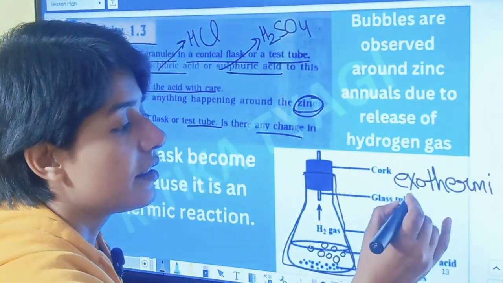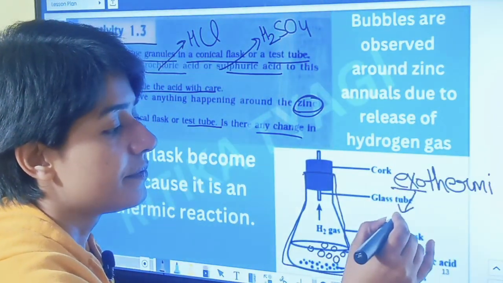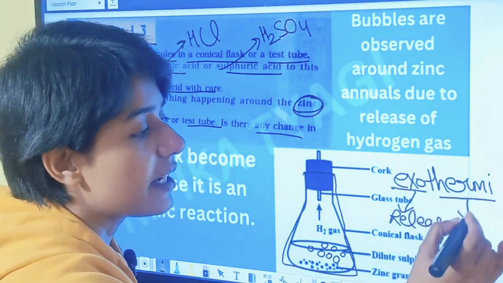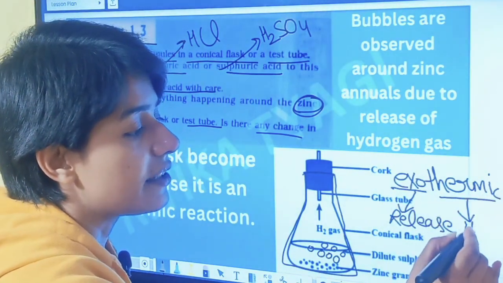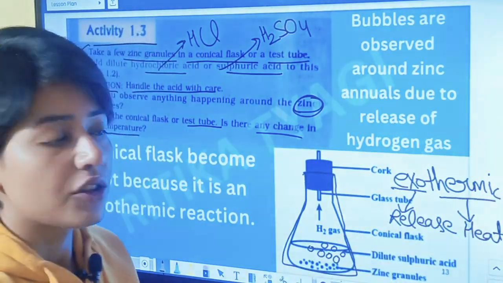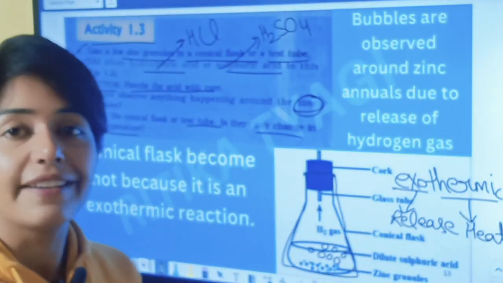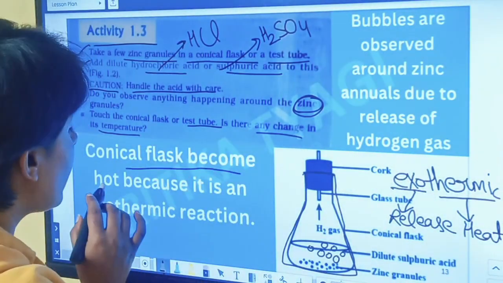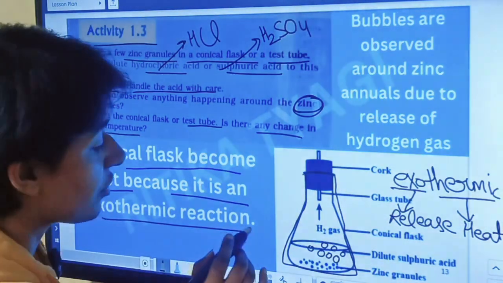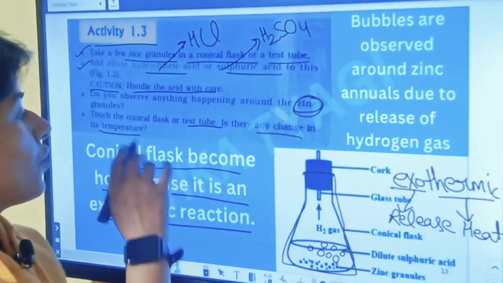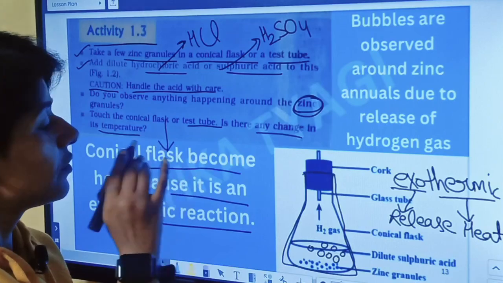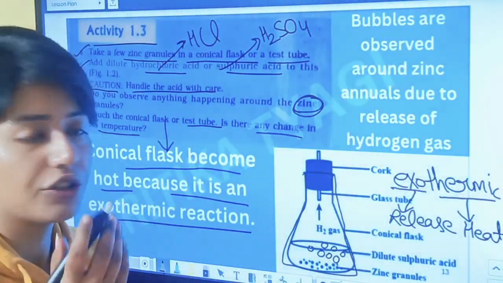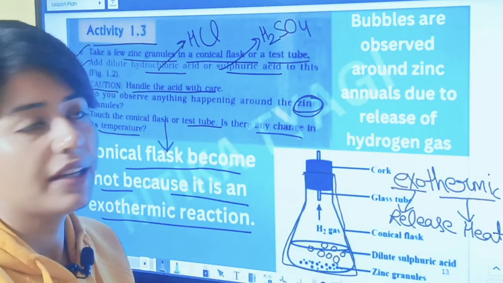Exo means release or exit. Therm means heat. So it is an example of a heat-releasing reaction. Conical flask becomes hot because it is an exothermic reaction. So the observation for this question is that the temperature of the beaker rises due to evolution of heat. So it is an exothermic reaction.